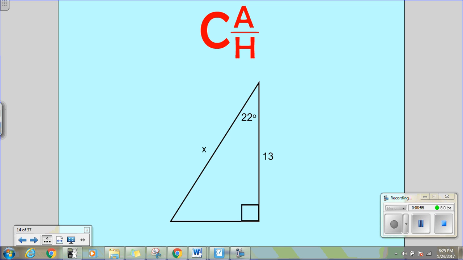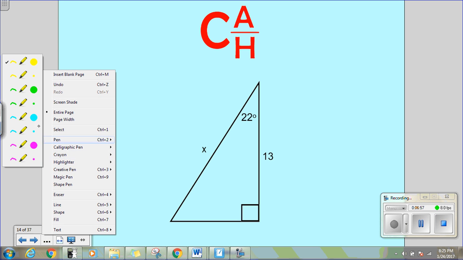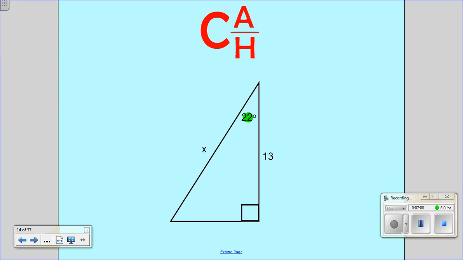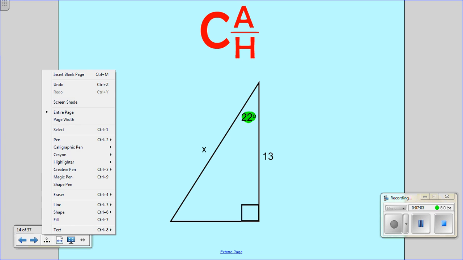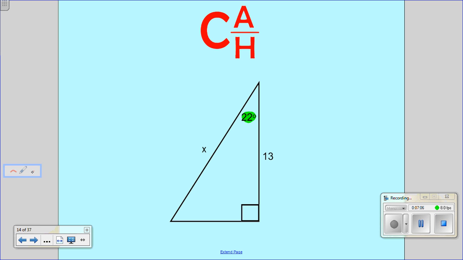So in this triangle, my reference angle is 22. It's located right here. So let's label what we have. Again, I always start with my hypotenuse, if that is labeled, and in this case it is. And then I don't have across from the reference angle. I have right next to the reference angle, and we know next to means adjacent. So since I have adjacent and the hypotenuse labeled, that means I have to use cosine.